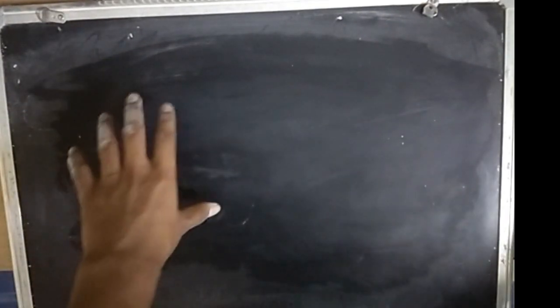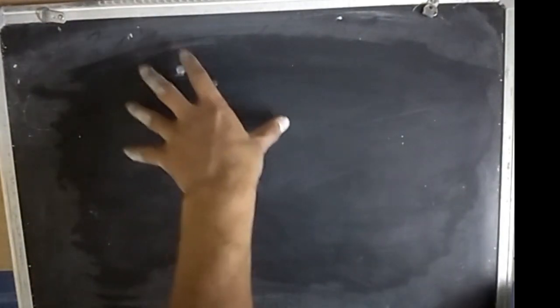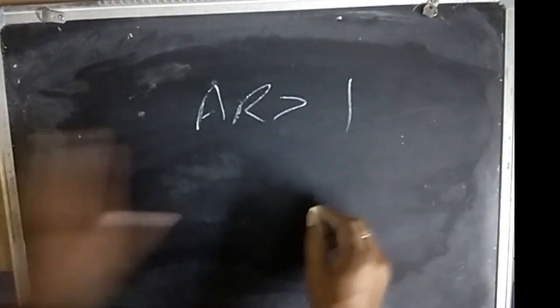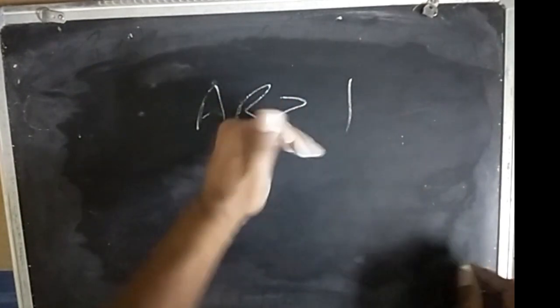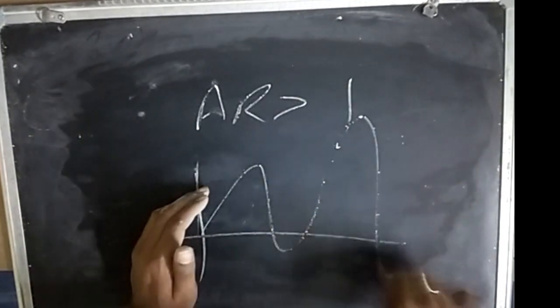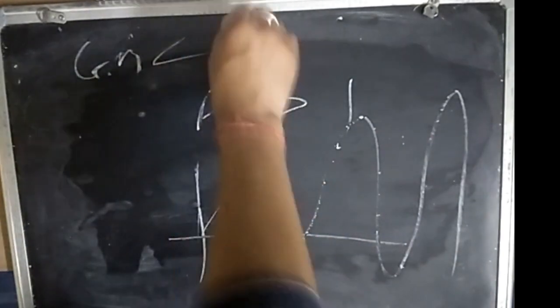Next thing is what will happen if I increase the AR. If my AR is greater than 1, my amplitude is actually increasing like this. That means my system has become unstable, so my gain margin would become less than 1. In that case my margin is not more, but I want my margin to be more.